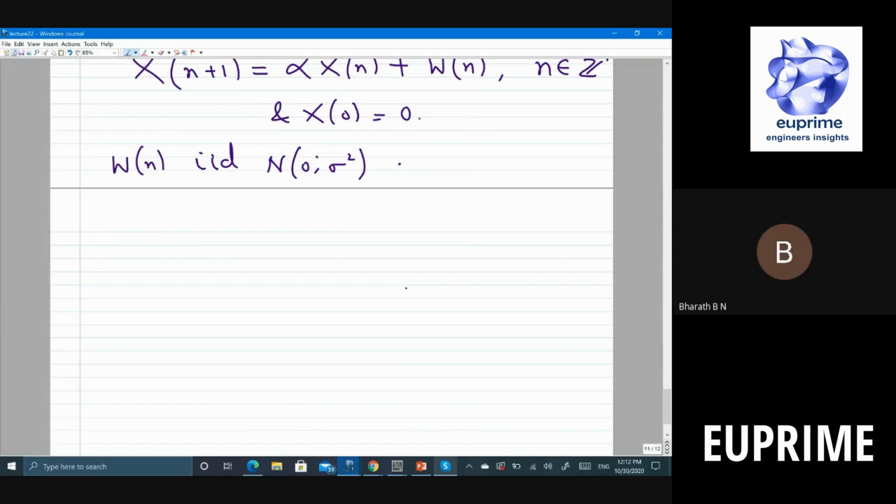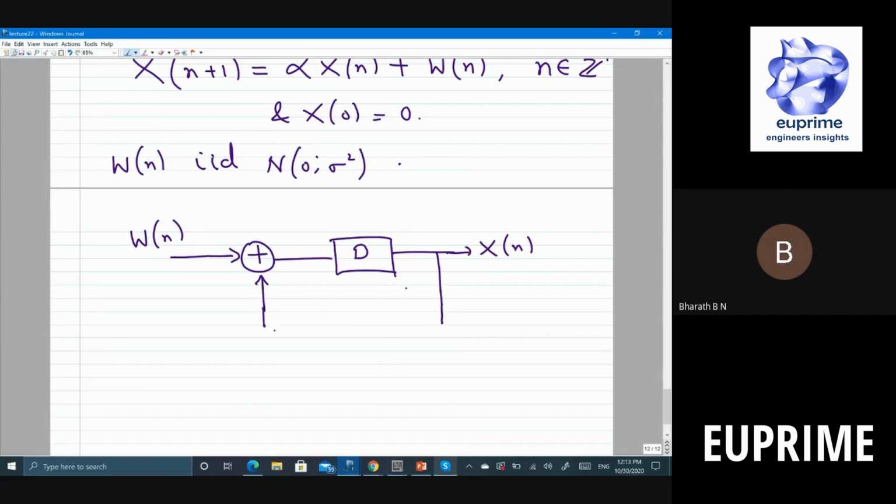Is that fine? If you are into signal processing, I can write this in a slightly different fashion. So there is some noise w of n, and I'll add the noise with the delay. This is the delay, and this is x of n. When I delay it, I multiply it by alpha. This is how it looks: you delay it, multiply by alpha, and add it to w of n to get x of n plus 1. And keep doing that.